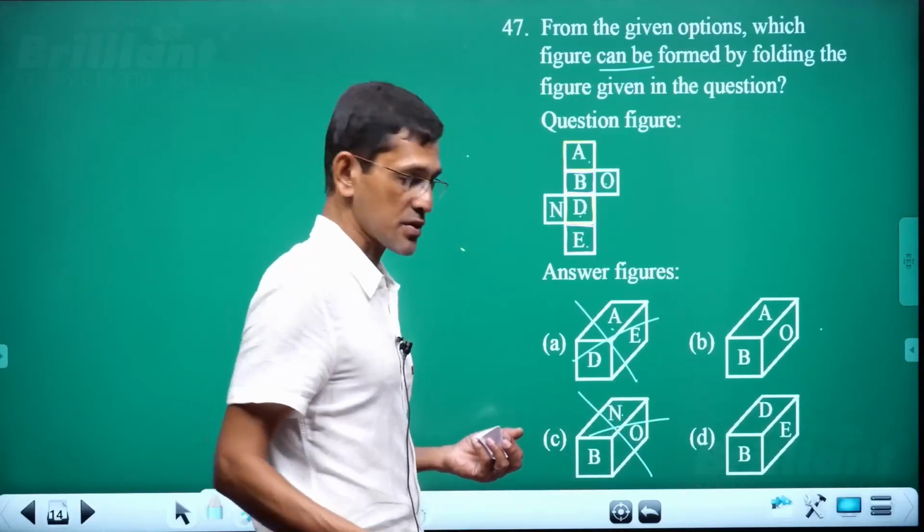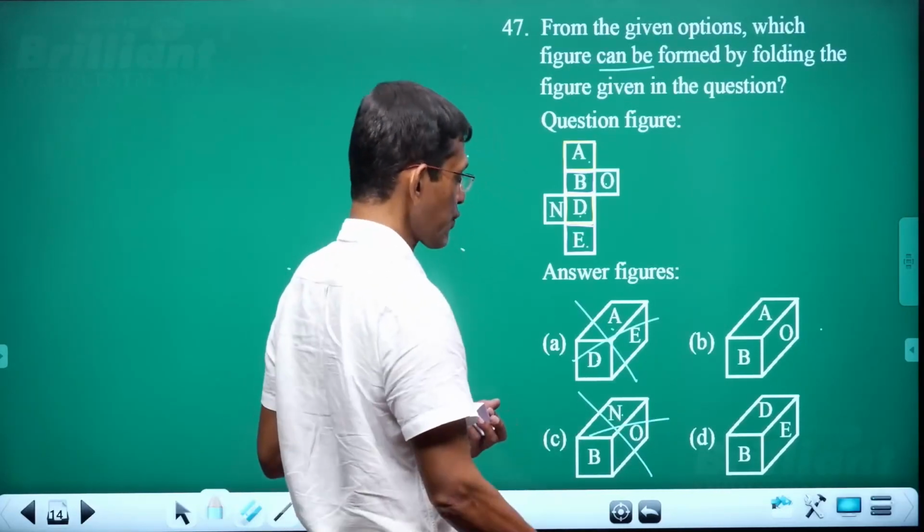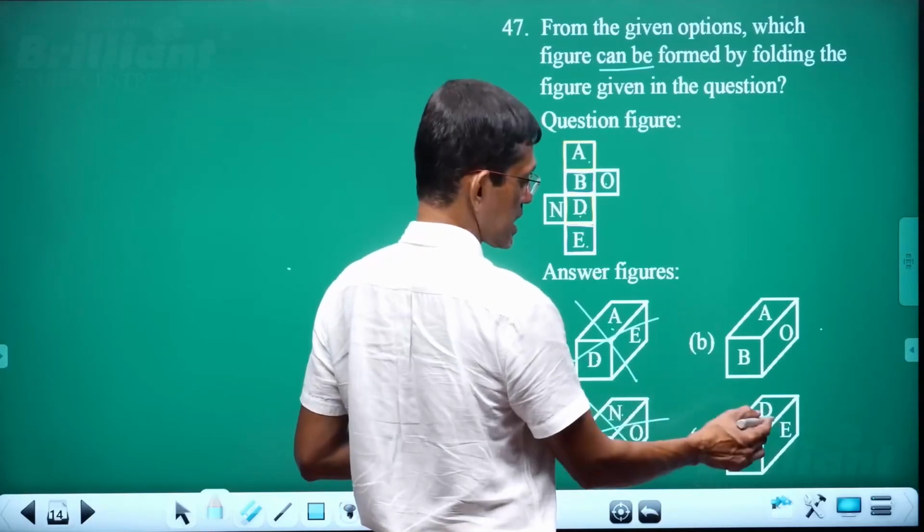So that is not the case. So that figure cannot be formed. Next one, what is it? D and E. D and E are adjacent.